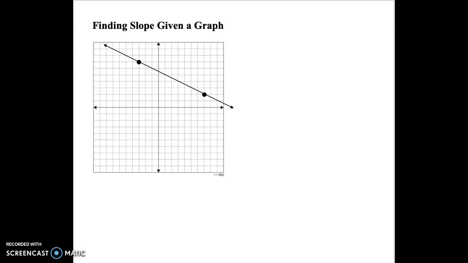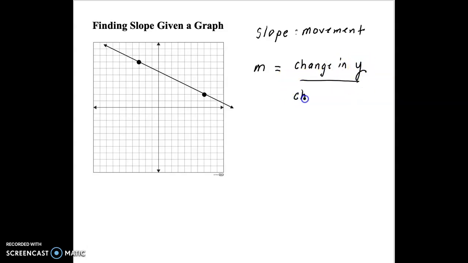graph already for you. And we need to remember that when we're finding the slope of a line, that slope is really a measurement of movement. A movement of our line. And slope is given an abbreviation, the letter M, and it represents the change in y over the change in x.